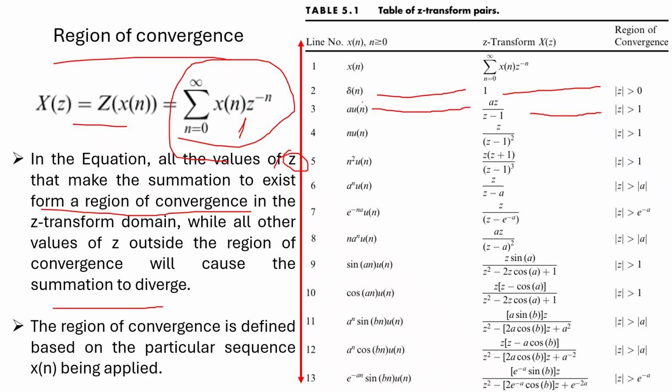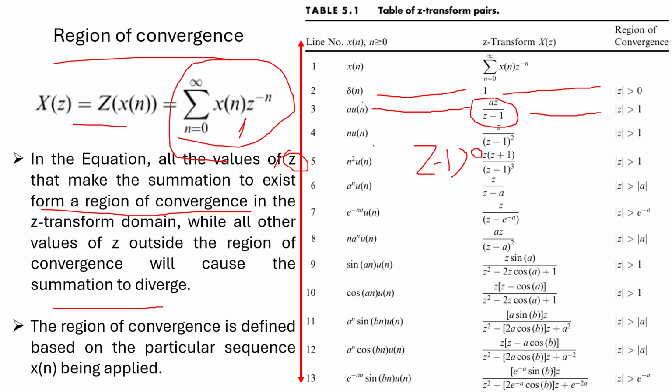Here you can see in the denominator, if z is equal to 1, what will be the problem? 1 minus 1 will be equal to 0 and the entire term will be infinity. So z minus 1, the denominator, must not be equal to 0. That is called the region of convergence. Similarly, you can find the region of convergence for other functions.